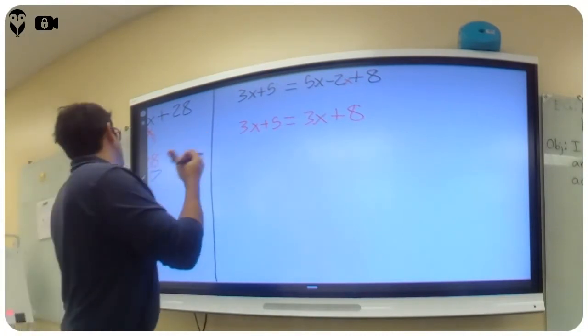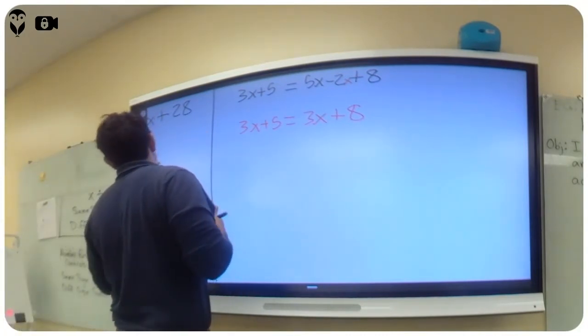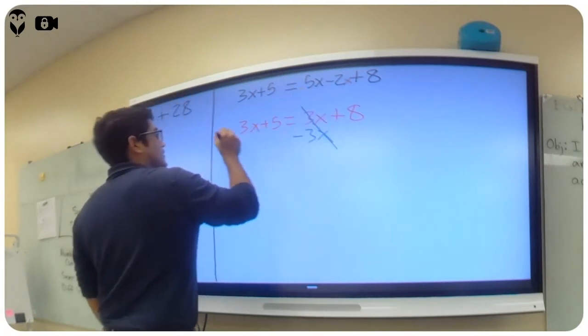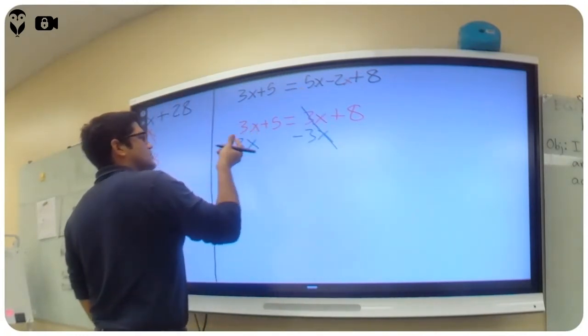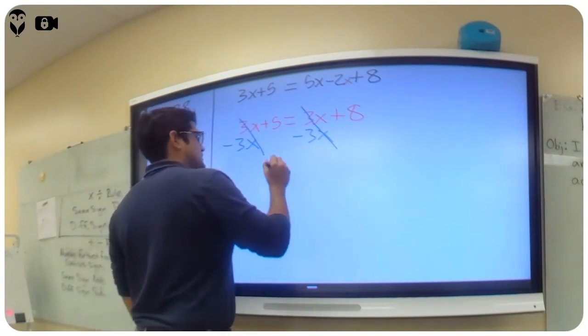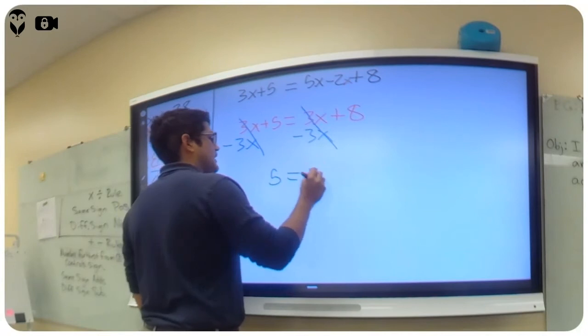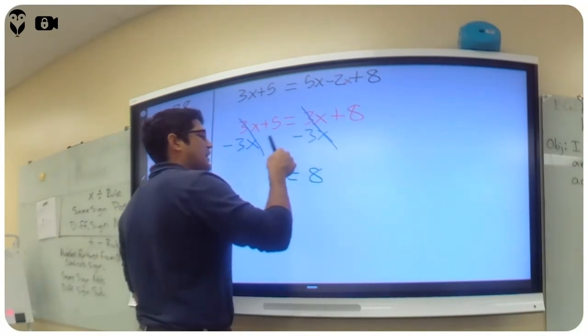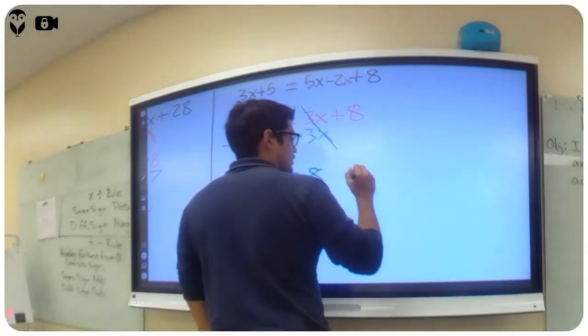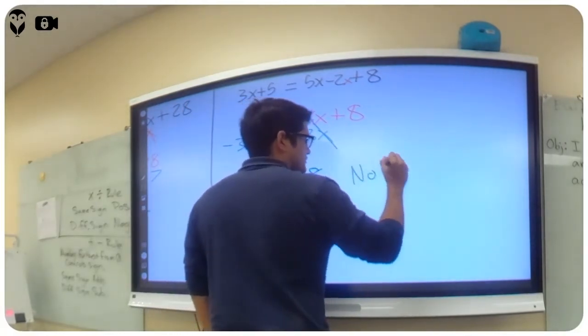Now, there's still x's on both sides, so we're going to fix that by taking away 3 x's here. I'm also taking 3 x's from here. I'm left with no more x's, which means I'm left with 5 equals 8. Does 5 equal 8? No. So does this have a solution? No. No solution.